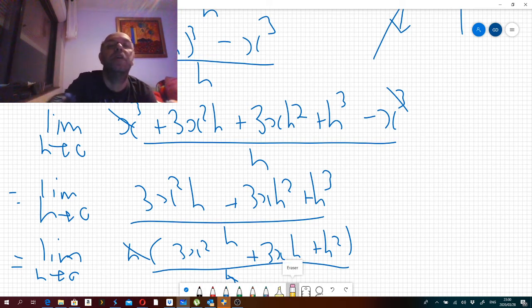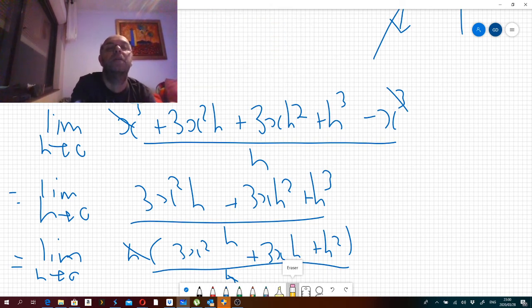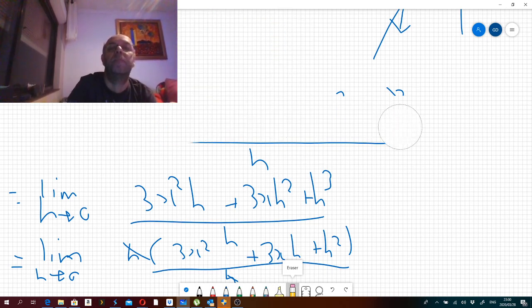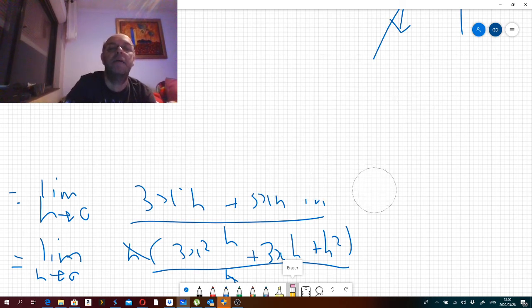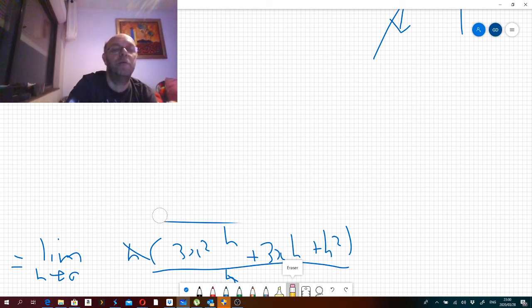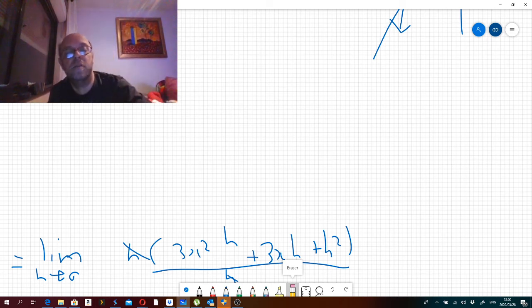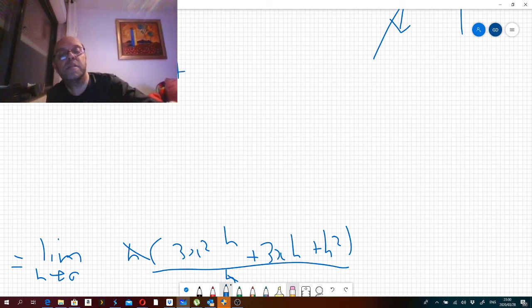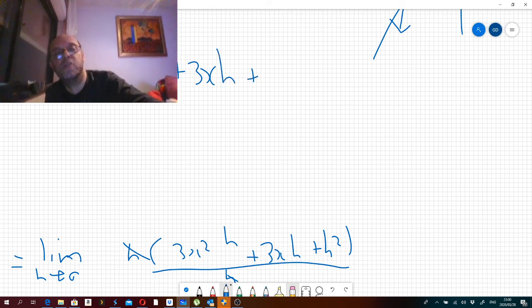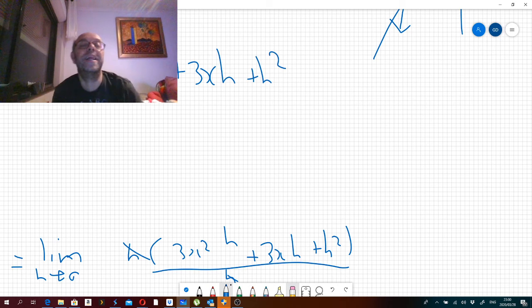I'm just going to erase over here so that I can write a little bit more still. Carrying on from that bottom line now, we will say the following. So this is the limit as h approaches 0 of simply 3x squared plus 3xh plus h squared. And now, of course, we can apply this h approaches 0 idea.